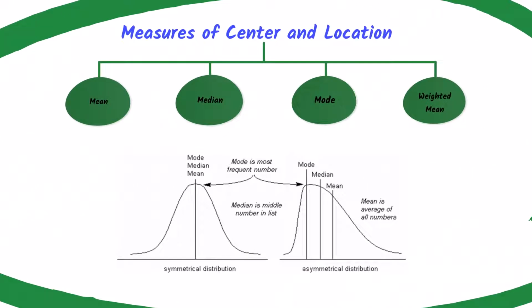If you recall back in chapter 1, we discussed what a parameter is and what a statistic is. A parameter is some measure that we compute for an entire population, whereas a statistic is a measure that's computed for a particular sample. So here we have the measures of center and location. We have the mean, median, mode, and weighted mean, and we can calculate these measures either from a population or for a sample. So let's start with the mean.